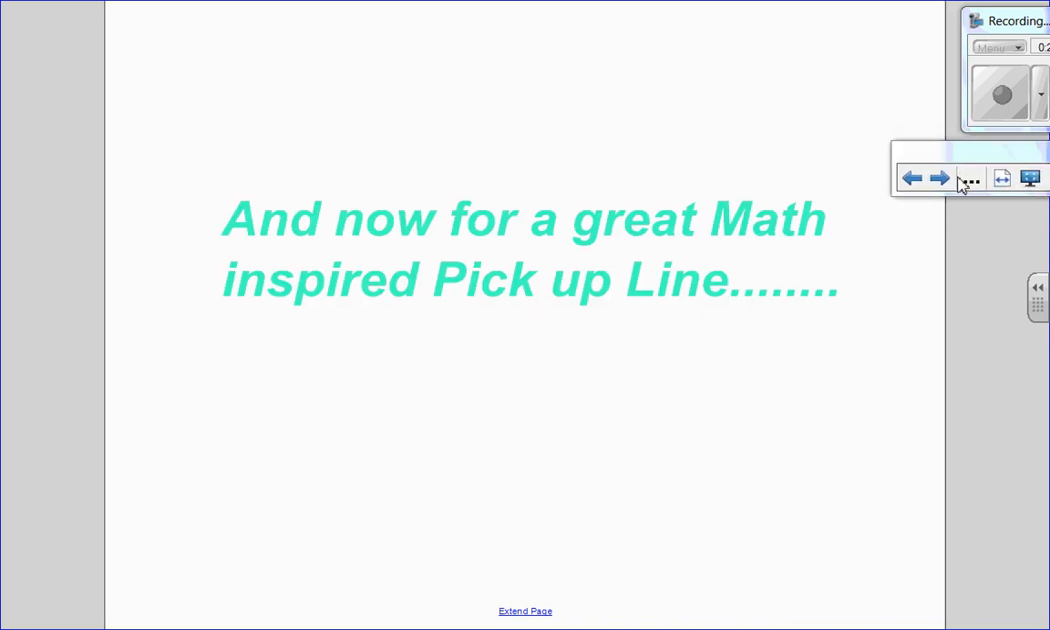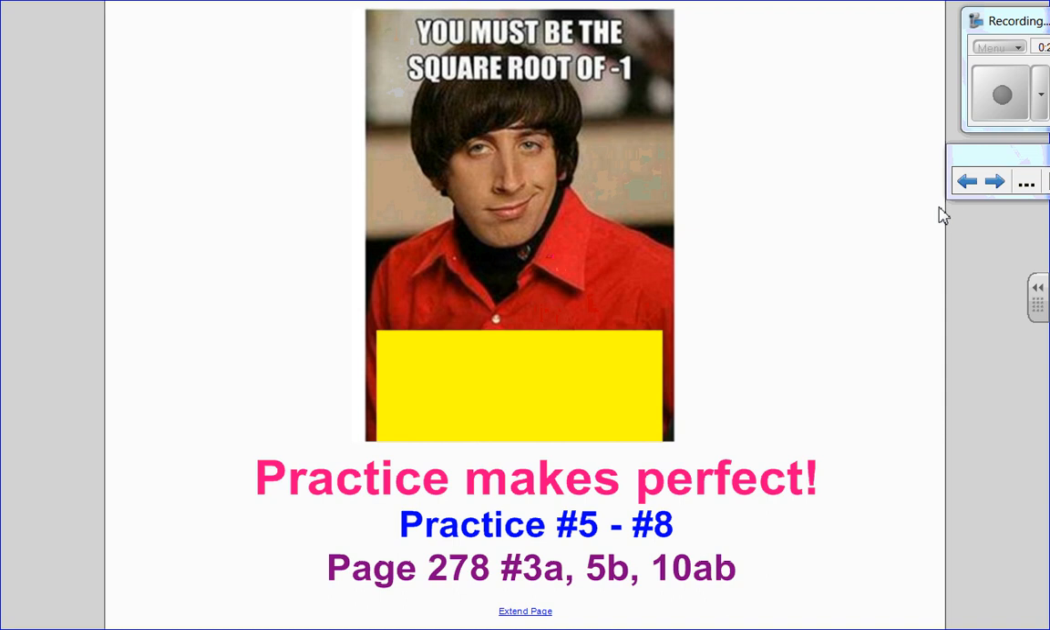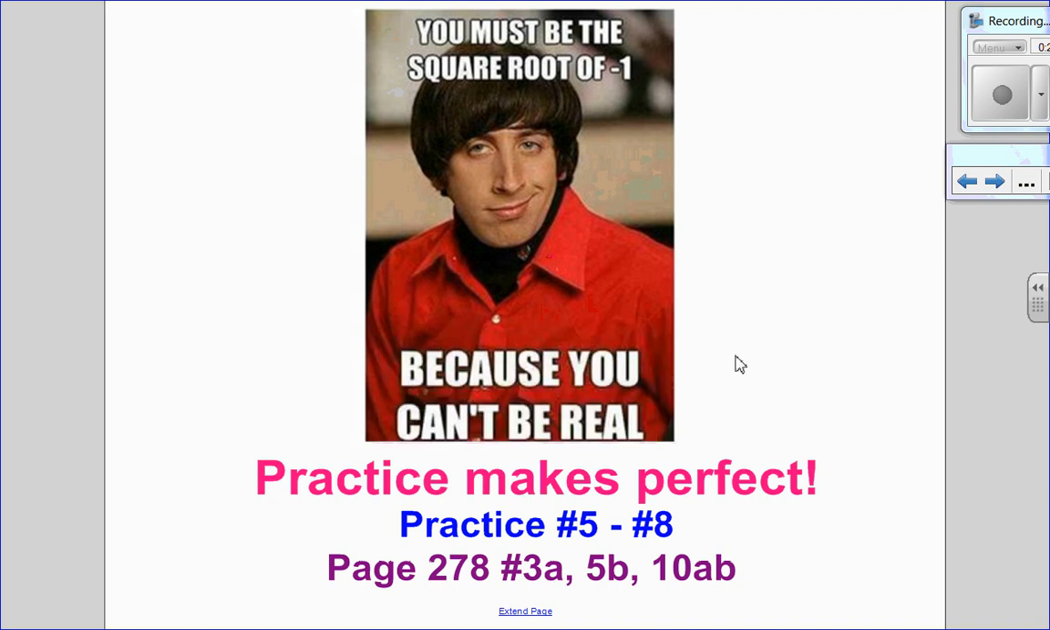Okay, so to conclude this lesson, I want to leave you with a great math-inspired pickup line from none other than the Big Bang Theory. So here's what you do. You go up to the person that you want to impress and you say, you must be the square root of -1. Why, you might ask? Well, simply because you can't be real. Try it out, report back to me. Let me know if it was successful.